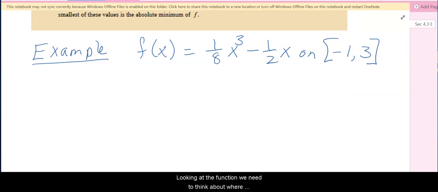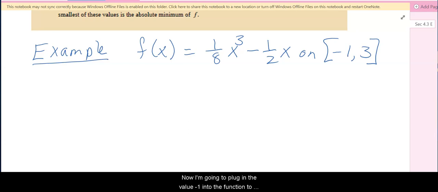Looking at the function, we need to think about where this function might have absolute extrema. First, does it meet the conditions of the absolute extremum theorem? And the answer is yes. This is a cubic function, which is a polynomial, so it is continuous and defined on all real numbers. That means it is definitely continuous on the closed and bounded interval from -1 to 3.